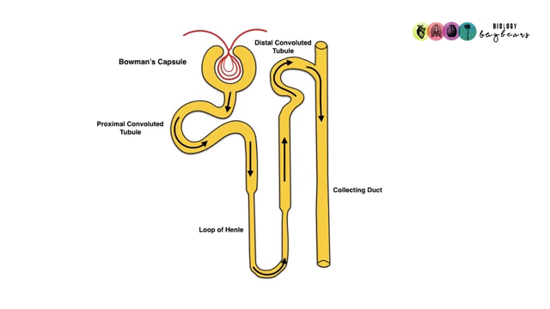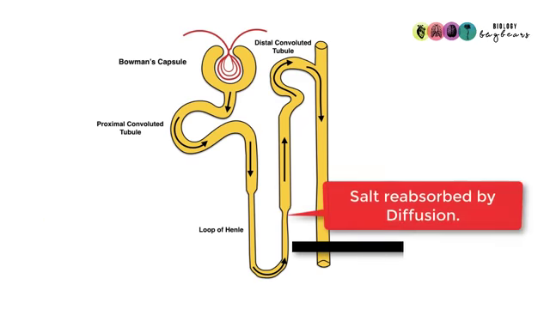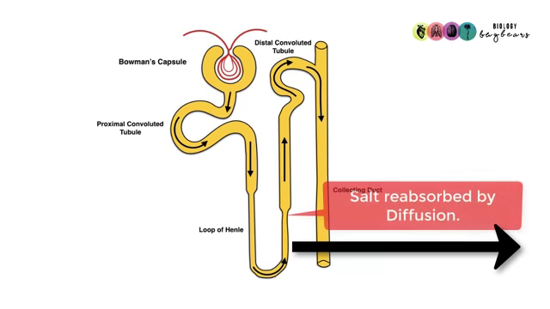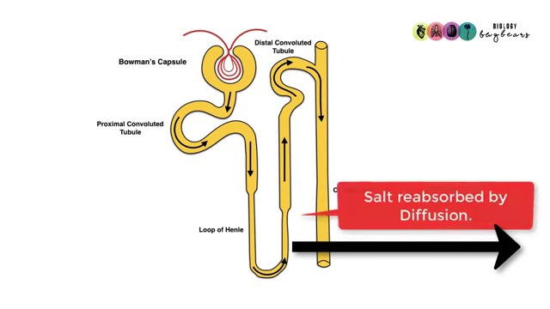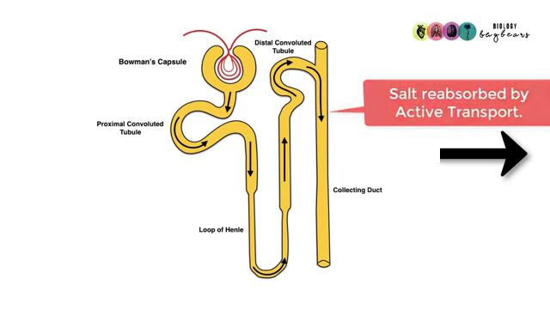So as the glomerular filtrate goes into the loop of Henle, water is reabsorbed by means of osmosis, only water on this side of the loop of Henle. As you go around and as the glomerular filtrate enters into the ascending limb of the loop of Henle, only salt is reabsorbed by means of diffusion, not water, only salt. And as the glomerular filtrate passes up into the upper regions of the ascending limb, salt is reabsorbed, but this time it's reabsorbed by means of active transport.